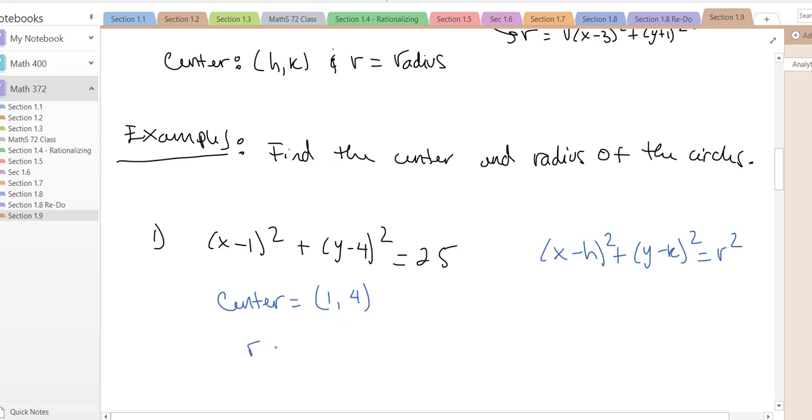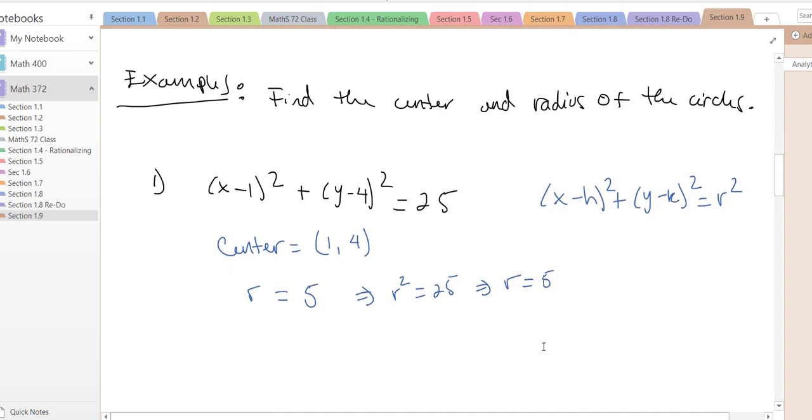And what's the radius? The radius is whatever you're squaring to get 25. So what are we squaring to get 25? 5. So the radius is 5. You can also think of it as r² = 25, which means when you square root both sides, r is going to be equal to 5. Remember that r is a distance in this case, so we don't worry about the plus or minus because distance is positive.